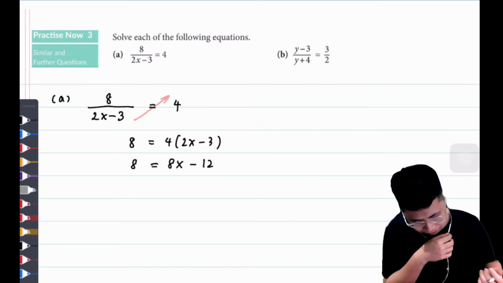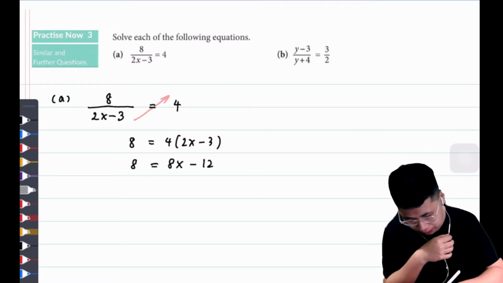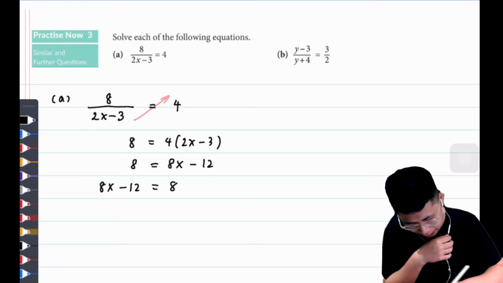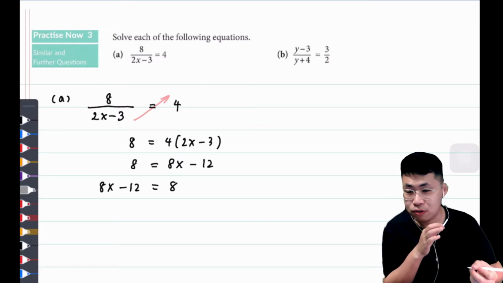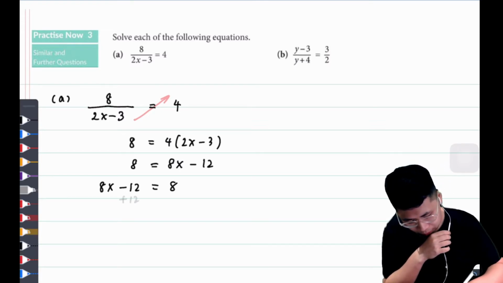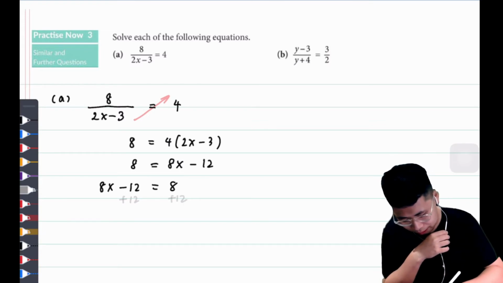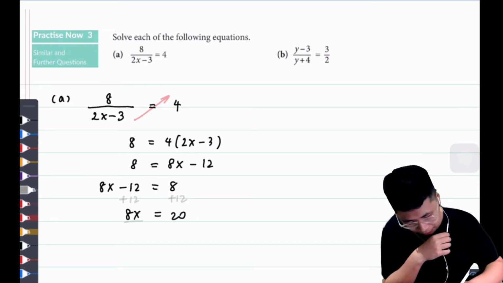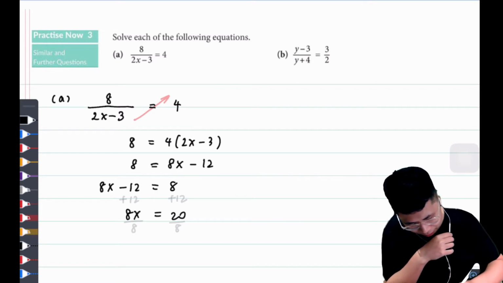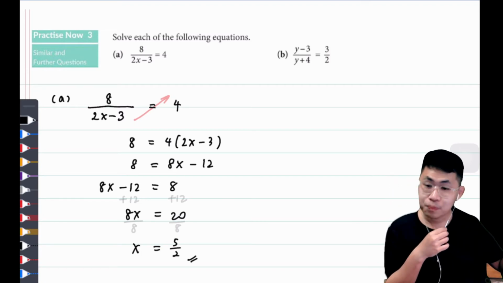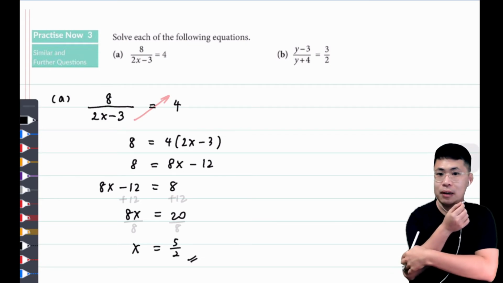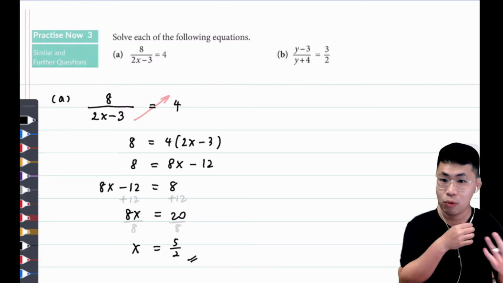Okay, so we need to swap positions. It would be good to swap positions like this. And let me remove the 12. So the reverse of a minus 12 will be plus 12. So we do on the left, do on the right. So this will be 8x equals to 20, and divide by 8 on both sides. So we have x is equals to 20 over 8, which gives me 5 over 2. Okay, so very easy. So it is something like cross multiplication, but we can do it just for one side. It doesn't have to always be two sides.